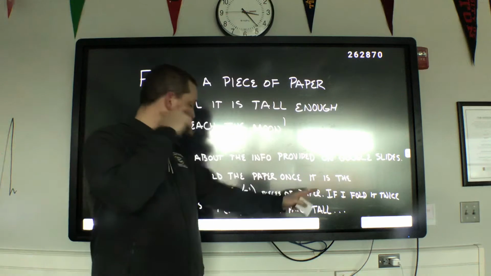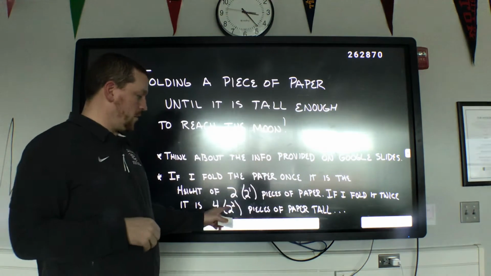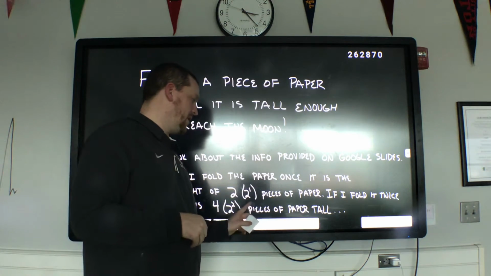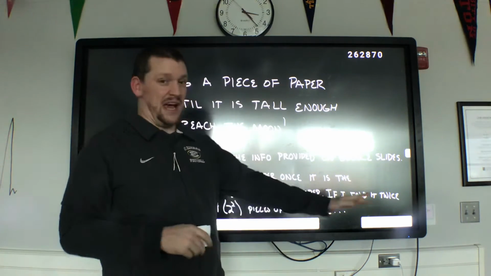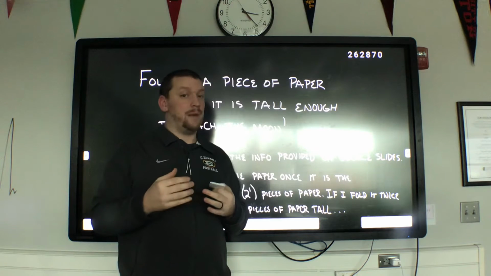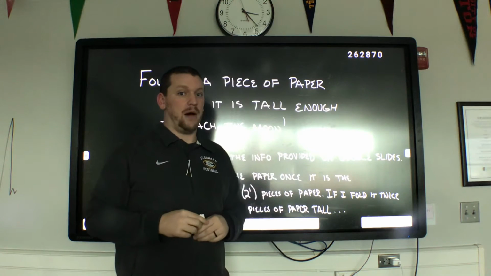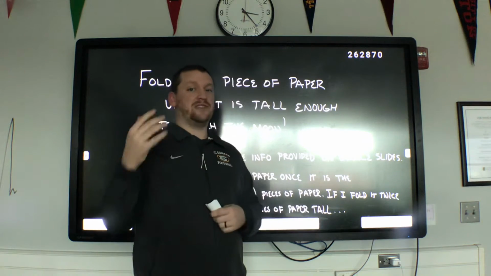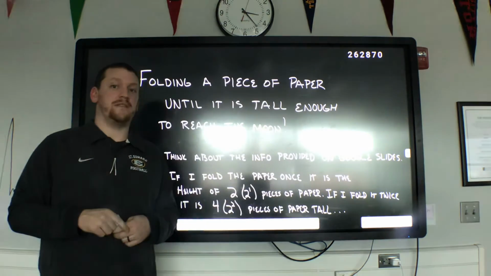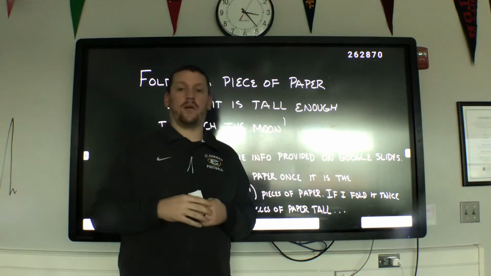If I fold it twice, it's 4, which is 2 to the second power, pieces of paper tall. Think of if I continued that, so if I fold it again, it might be 2 to the third power tall. Think if I fold it a fourth time, 2 to the fourth, and just keep going and using those numbers to figure out, well, how far away are we from the moon?